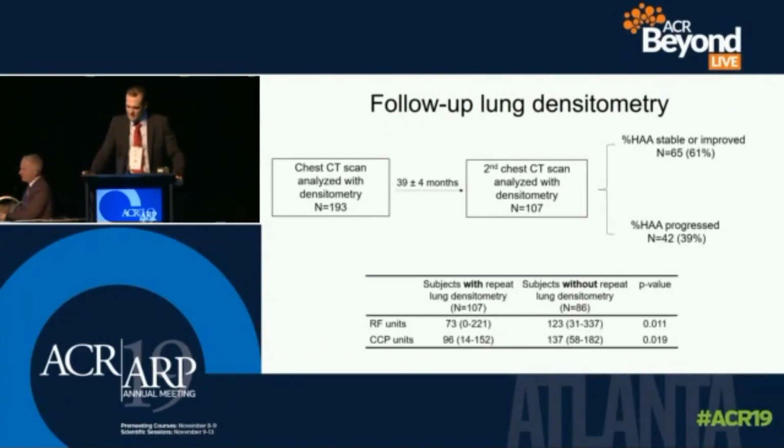Of the 193 patients who had densitometry at baseline, 107 patients had repeat densitometry 39 months after baseline. In 39% of them, the extent of HAA progressed. The group of patients with repeat densitometry had slightly lower rheumatoid factor and CCP titers compared to those who didn't. Otherwise, there were no other demographic, RA-specific, or treatment differences between the two groups.